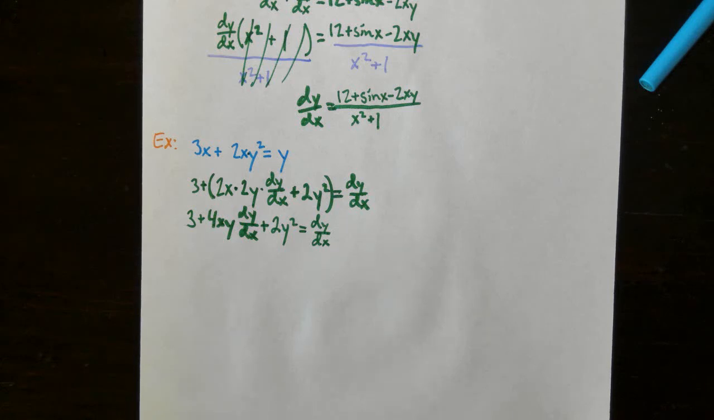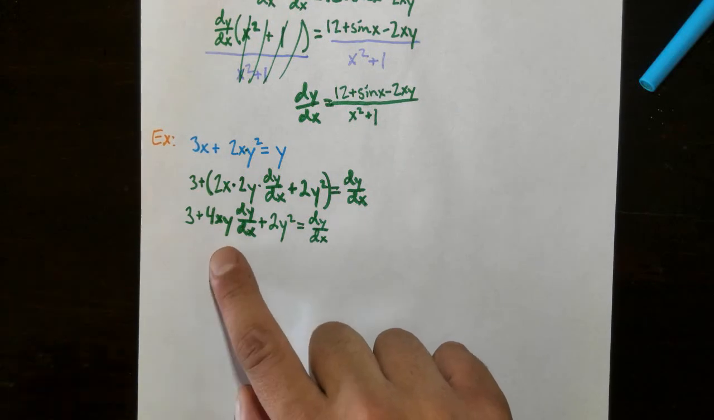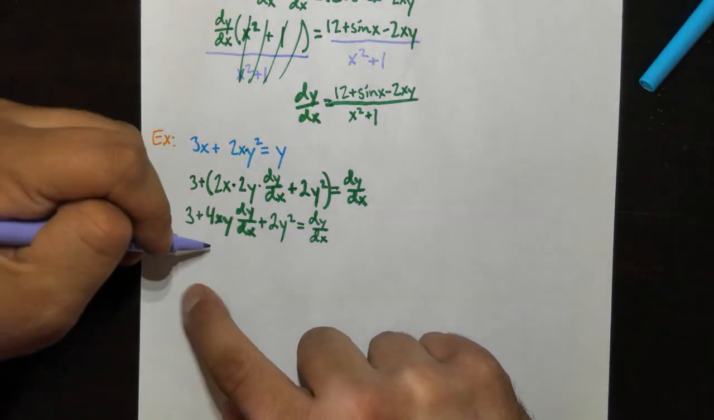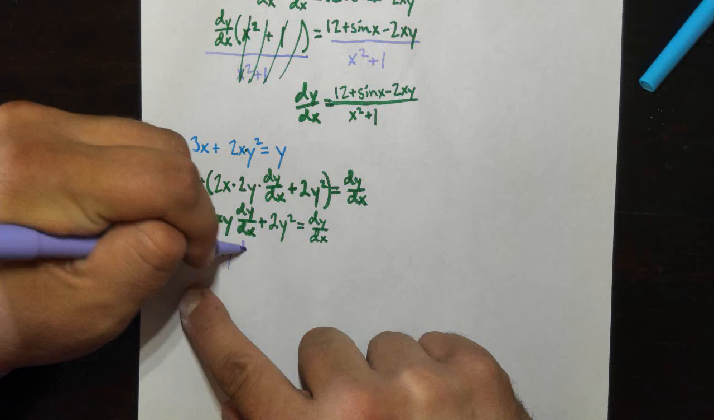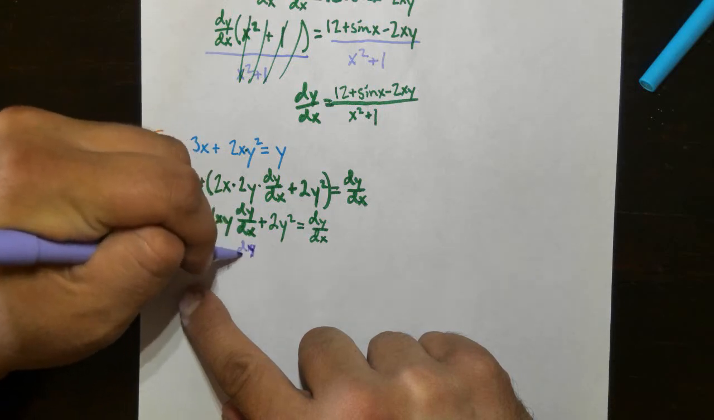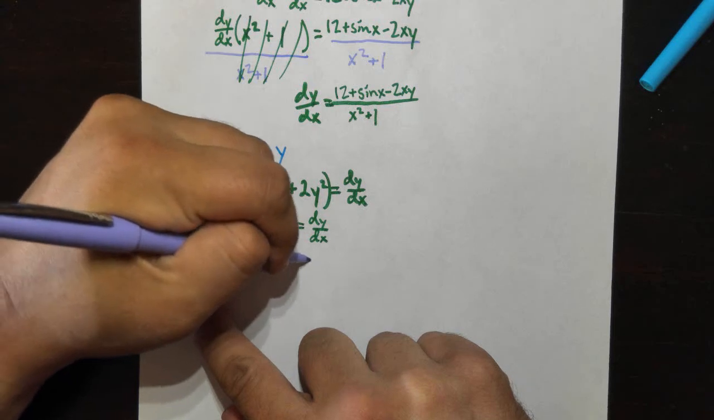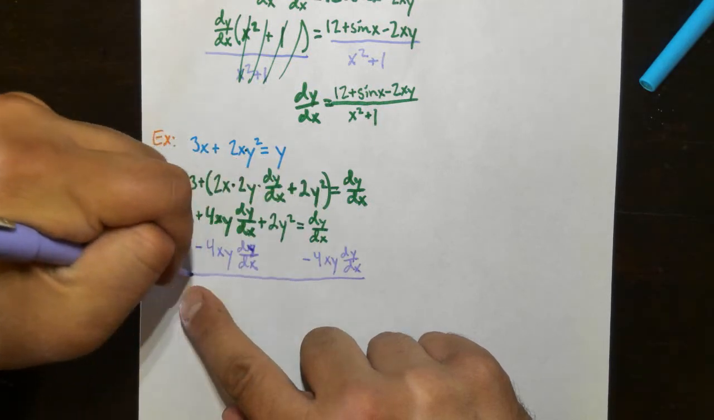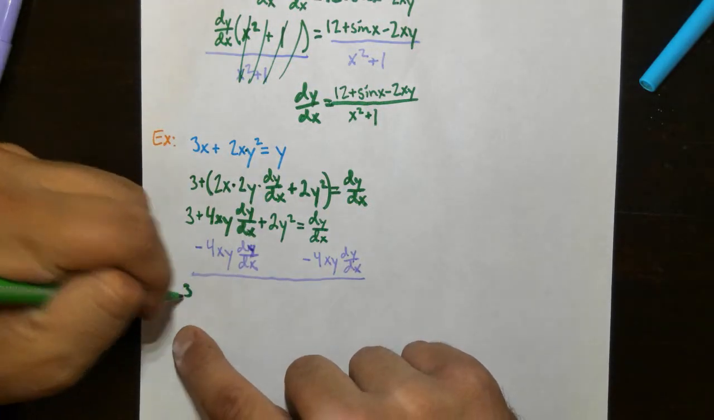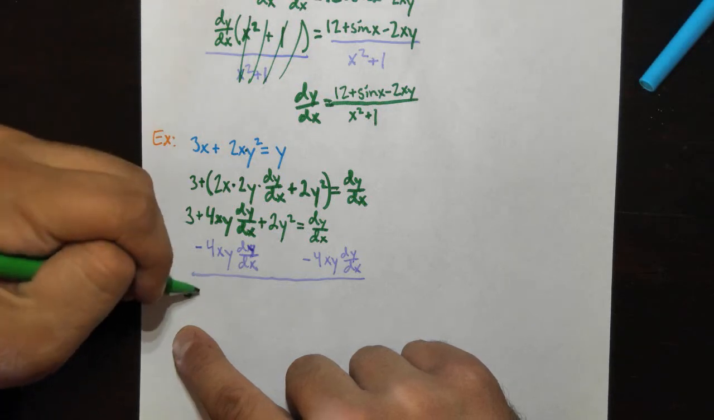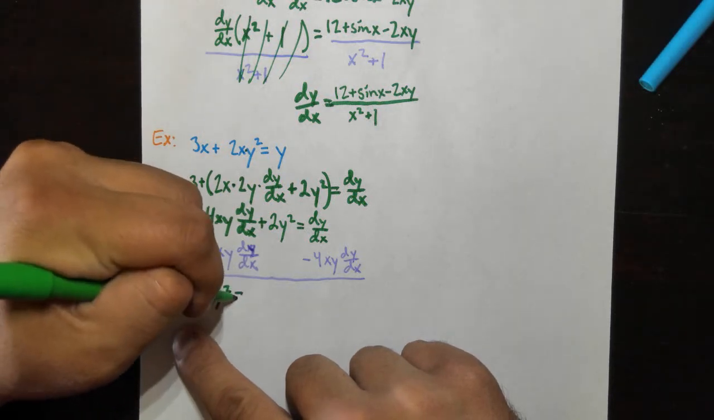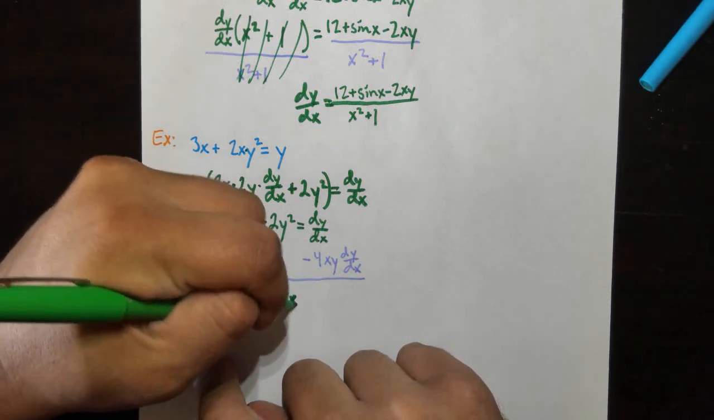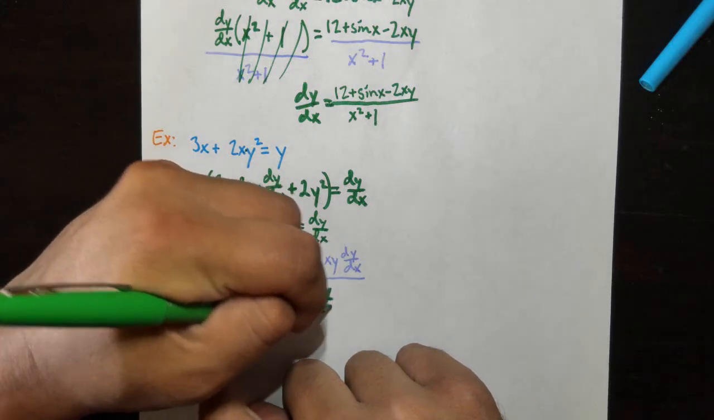So now we want to get all of our dy dx terms onto one side and all of our other terms onto the other side. So this time I'm actually going to move this 4xy dy dx over here so that they're together, so that we can then factor. Oh, sorry, dy dx minus 4xy dy dx. And we're left with 3 plus 2y squared equals dy dx minus 4xy dy dx.